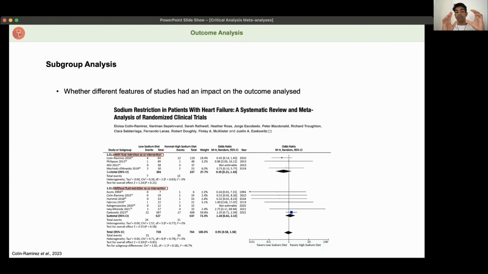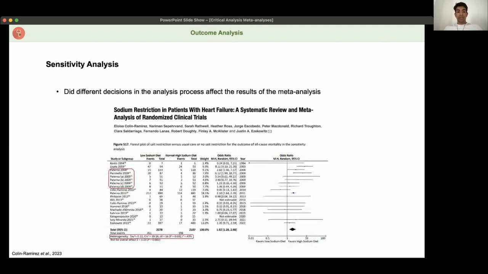And I want you to be very clear that subgroup analysis splits your studies into two groups to compare other influencing variables. A sensitivity analysis, on the other hand, is essentially a type of exclusion. You exclude a study and you see if the rest of the studies produce the same effect as the original analysis. What you do that for is to see whether your different decision-making processes had an effect on the results.